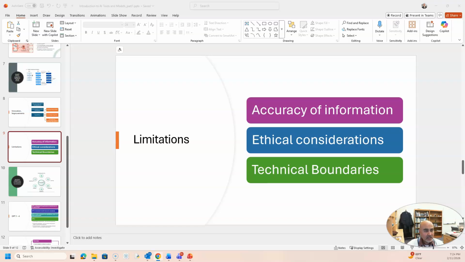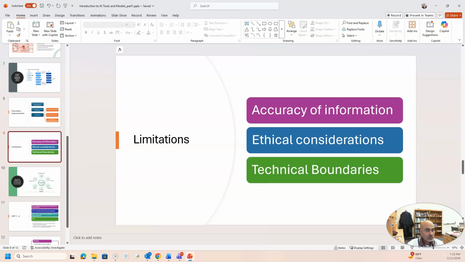Understanding these limitations is extremely crucial for the responsible use of ChatGPT. It ensures that its strengths are leveraged appropriately while remaining very mindful of the potential shortcomings, limitations, and ethical implications of ChatGPT.